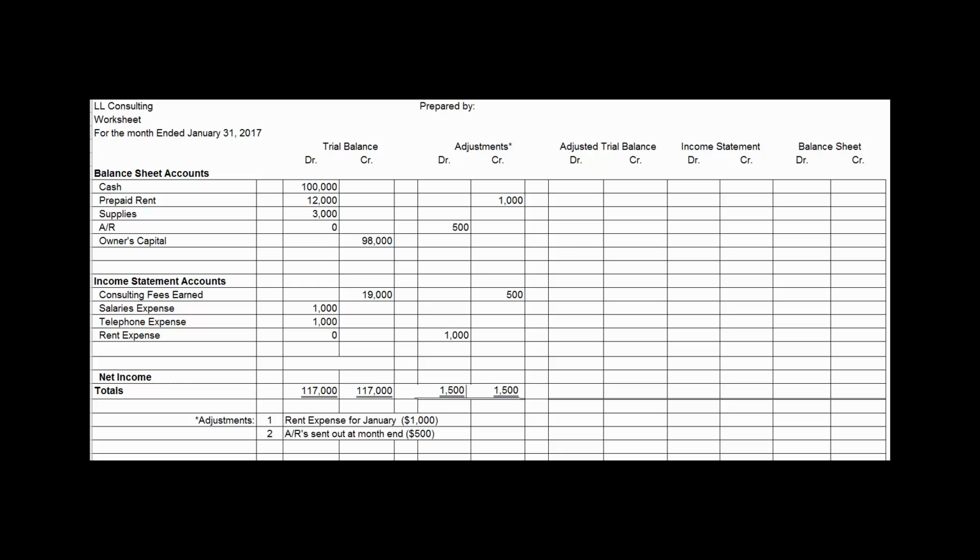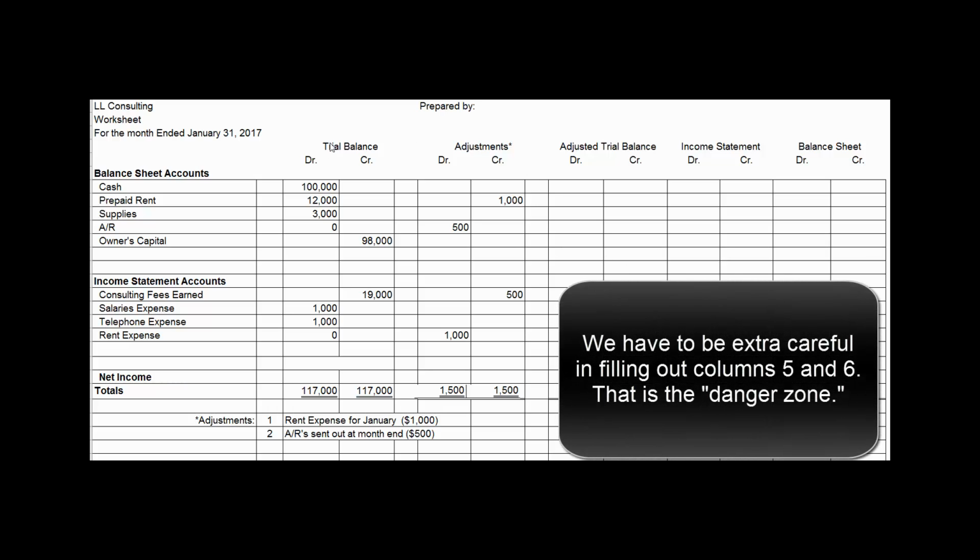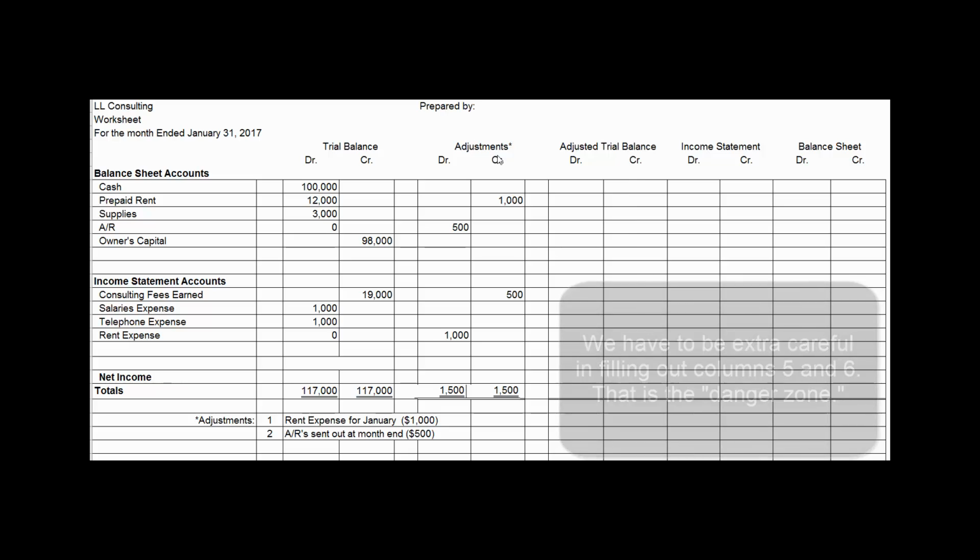Okay, that wasn't so hard. Now comes the only treacherous part, the only danger zone of this whole process. We have to take our numbers from columns 1 and 2 and adjust them by columns 3 and 4. For example, what happened to cash? Well, remember, adjusting journal entries never affect cash, so nothing happened to that balance.